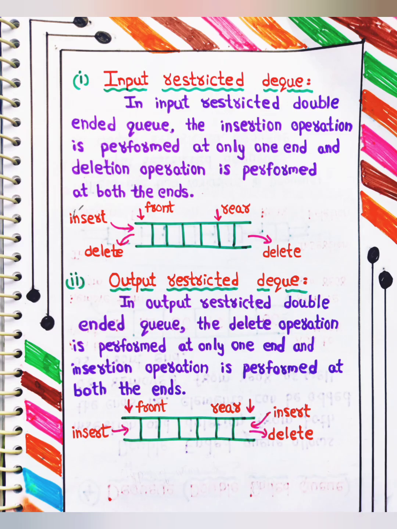Second one, output restricted DQ. In output restricted double-ended queue, the delete operation is performed at only one end and insertion operation is performed at both the ends. Here insertion operation is done at only one end, that is front end, and insert and delete operation is performed at both, that is known as a rear end.